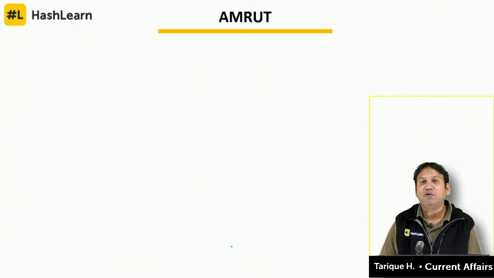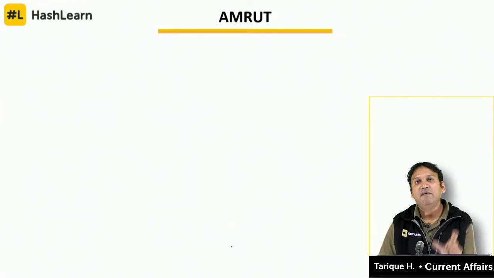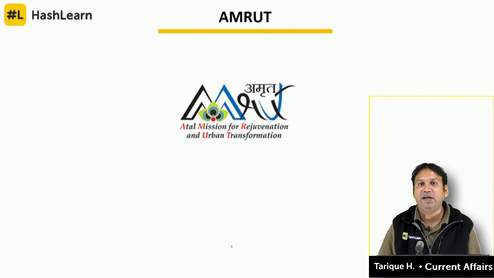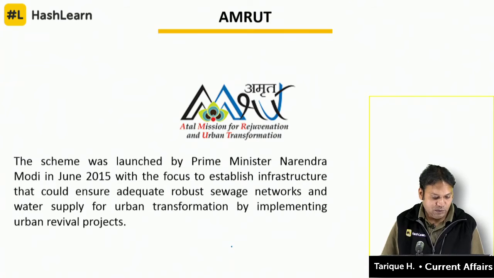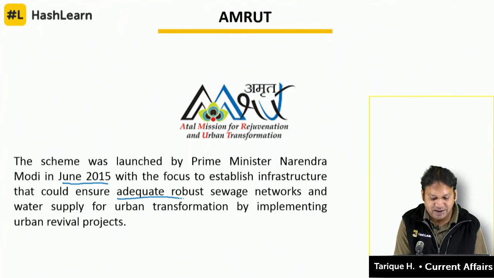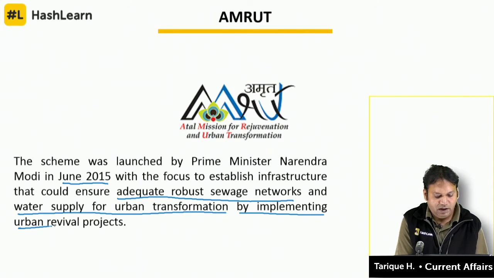Okay. Next is AMRUT. Suppose this question comes in the exam: what is the full form of the central government scheme AMRUT? Atal Mission for Rejuvenation and Urban Transformation, to transform the urban landscape, to make sure that our towns and cities are up to world standard. It was launched in June 2015 by Prime Minister Modi, with the focus to establish infrastructure that could ensure adequate, robust sewage networks and water supply for urban transformation by implementing urban revival projects.